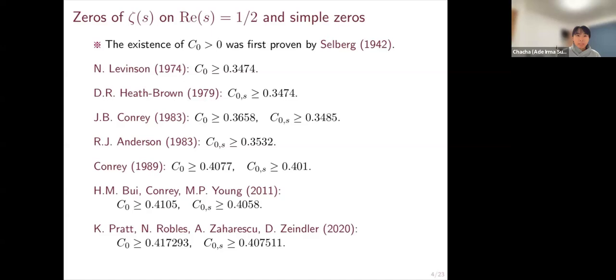I'm not very sure, but probably there were not quite any other improvements beyond this, except for these two. Quite a long time later, by Bui, again Conrey and Matt Young in 2011, for critical zeros we could finally hit 41%.